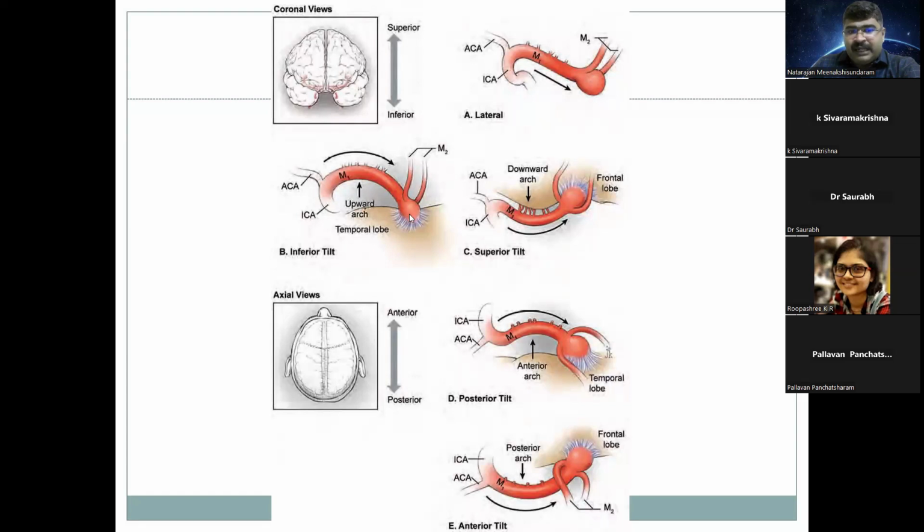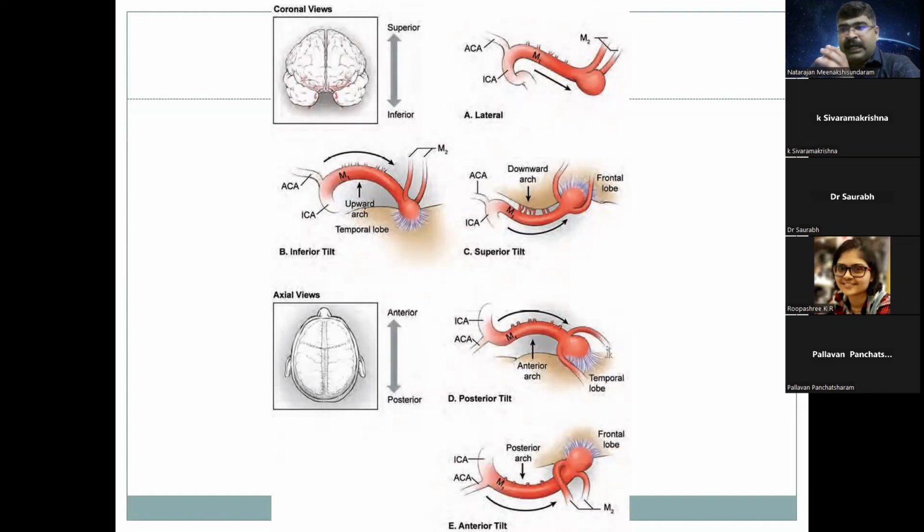This is the inferior tilt, where the dome of the aneurysm is adherent to the temporal lobe with an upward arch of M1 MCA. Okay, in inferior tilt, the dome of the aneurysm is adherent to the temporal lobe with an upward arch of M1 MCA. In superior tilt, the dome of the aneurysm is adherent to the frontal lobe with a downward arch of M1 MCA.